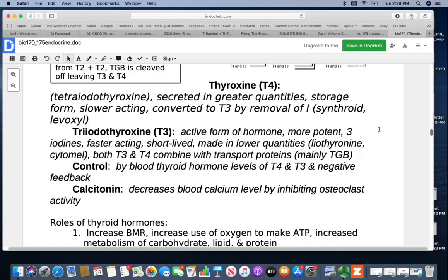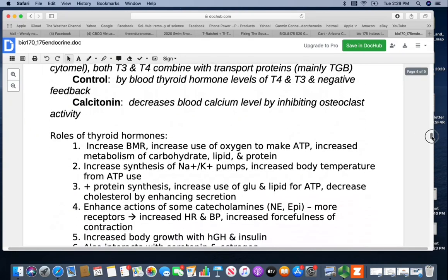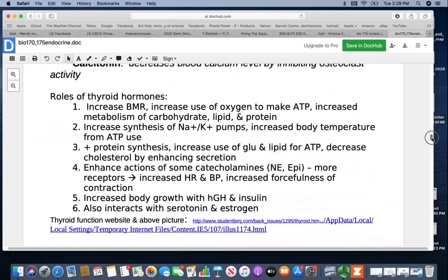Calcitonin is going to decrease blood calcium levels by inhibiting the osteoclast activity. So a lot of times people assume thyroid hormone is only about telling you how much you get to eat and how much you have to exercise. It's going to increase the basal metabolic rate. So this influences the speed of chemical reactions throughout the body. So it can cause an effect on a lot of different systems.